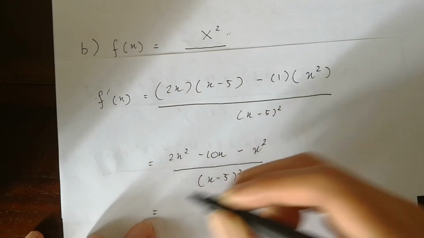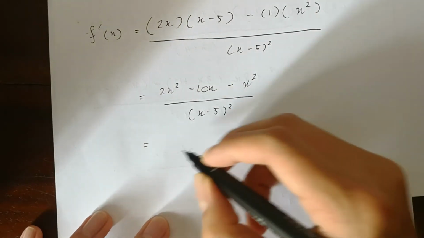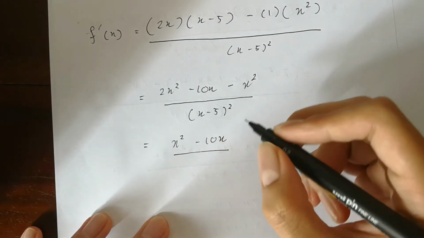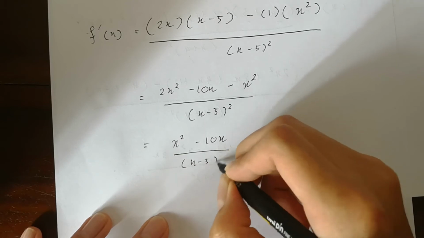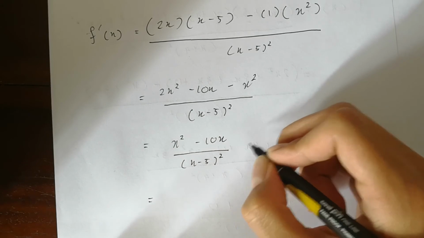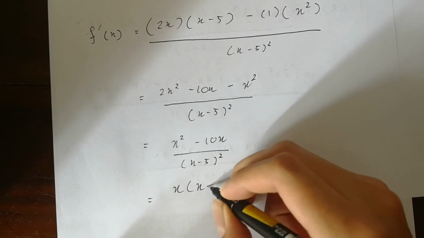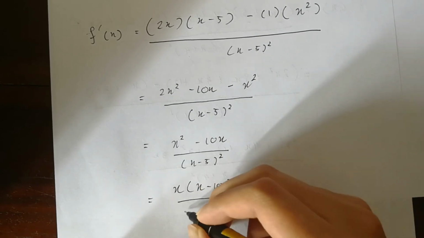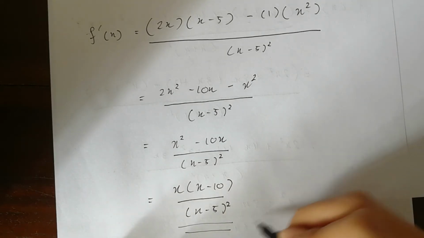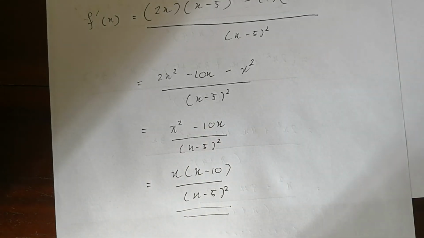Moving on, you have to simplify even more. You get 2x squared minus x squared, which is x squared, minus 10x, divided by x minus 5 squared. You can leave the answer as it is right now, but if you want, you can factorize x out, and you get x bracket x minus 10 close bracket over x minus 5 squared. This is the simplest form of the derivative, and that's all for the video, and thank you.